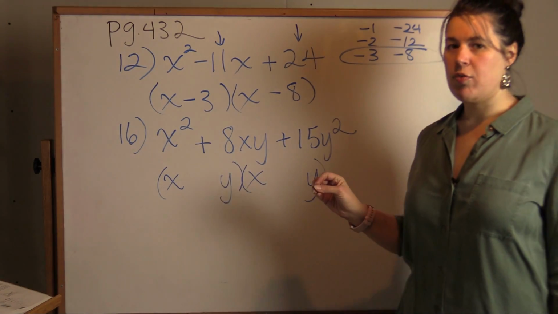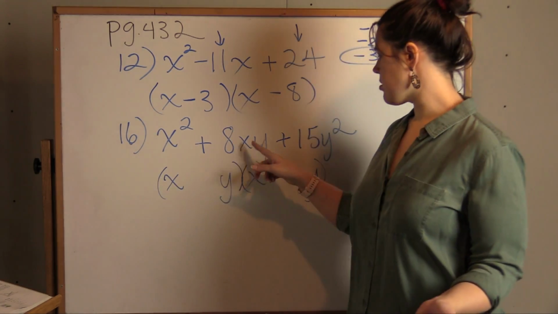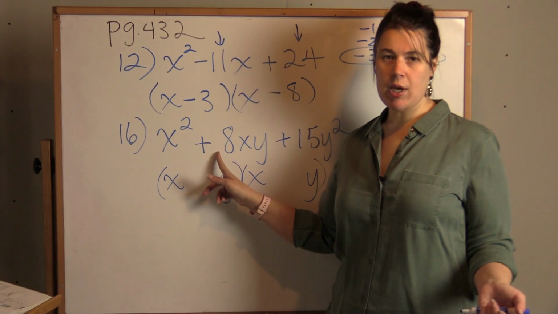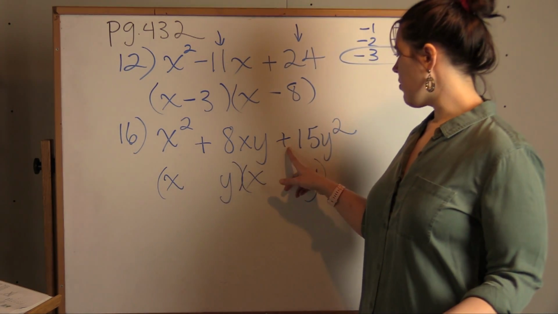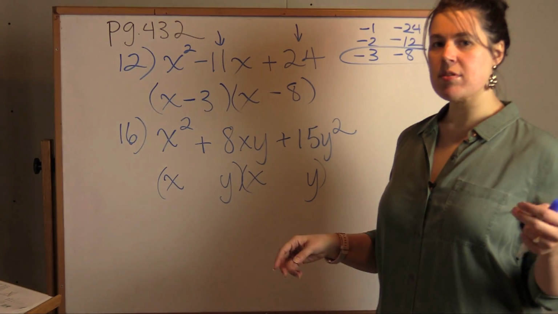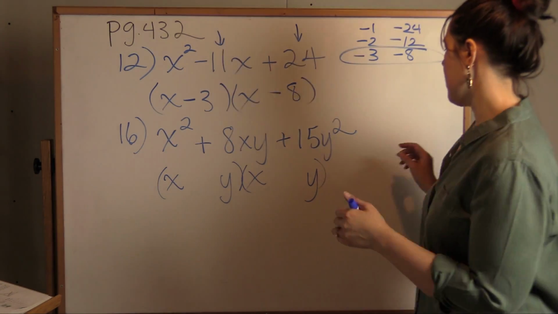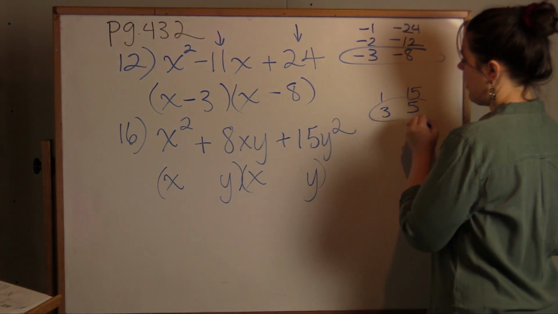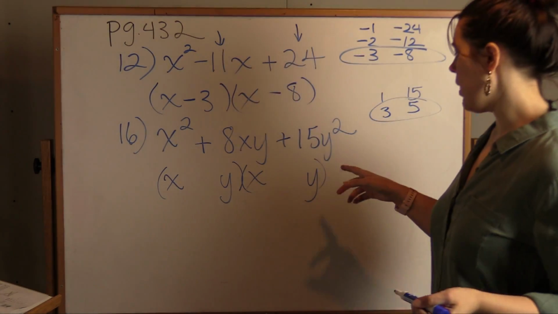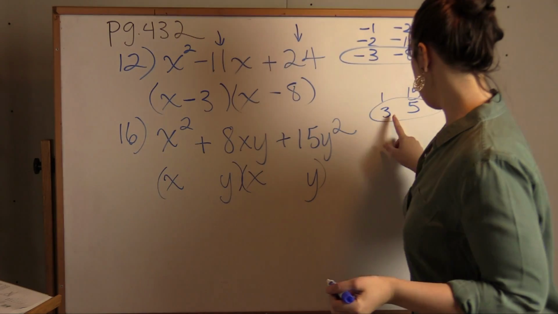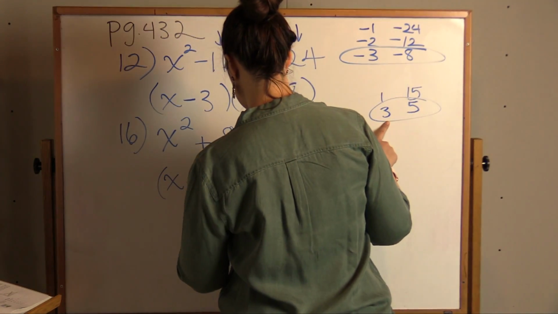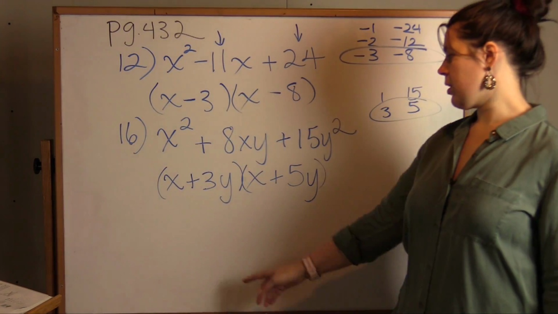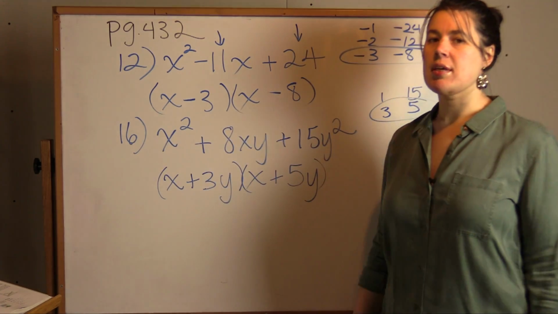Now, we still are going to have coefficients in these, so what we're going to do is look at this number, 15. I need two factors of 15 that add to 8. Let's look at our signs. We have both positives. So that means I need two factors of 15 that add to positive 8. I have 1 and 15. I have 3 and 5. Positive 3 and 5 both multiply to be 15 and add to be 8. So I'm going to put plus 3, plus 5. And you can check your work by using the FOIL method, and you should come out to this answer.